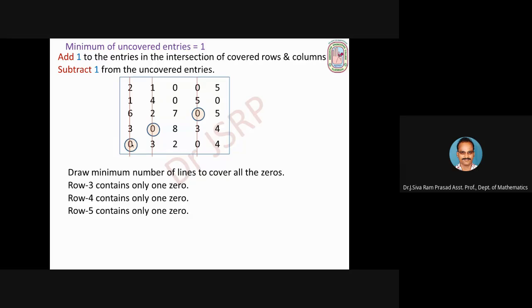So all rows are verified. Still there are zeros not covered by lines. This is a 0 not covered by a line. This is a 0 not covered by a line. This is a 0 not covered by a line.